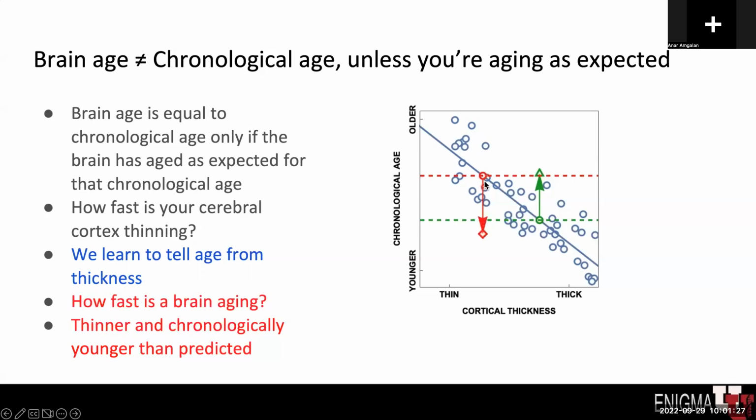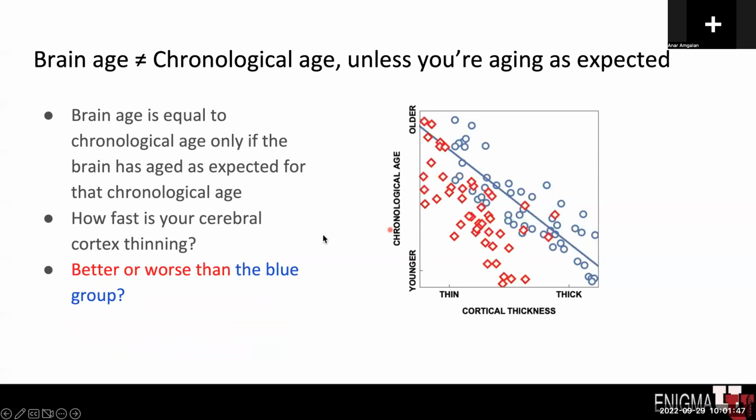So this tells us that their brain age, or the expected chronological age from the thickness, is something larger, above here, than their real chronological age over here. So that means their brain has sort of accelerated its aging.